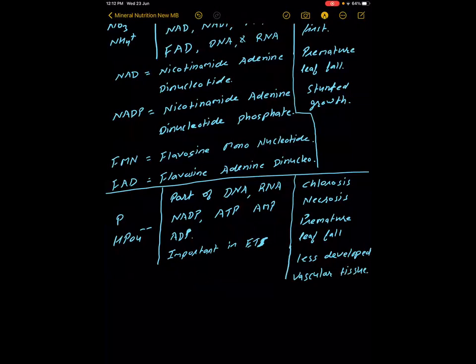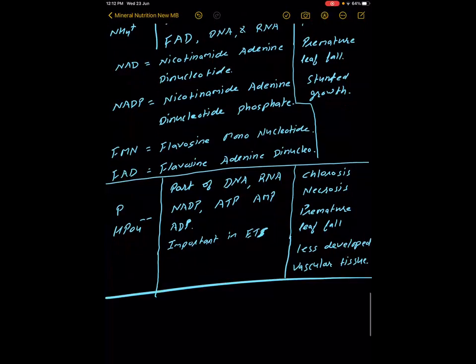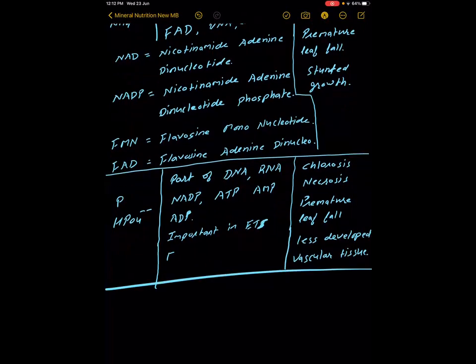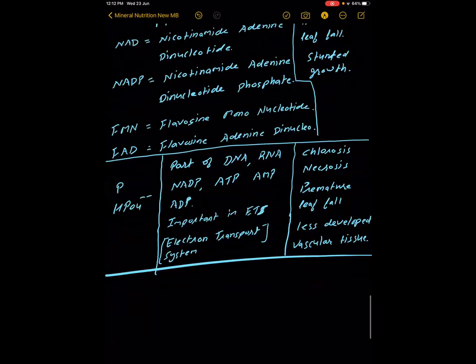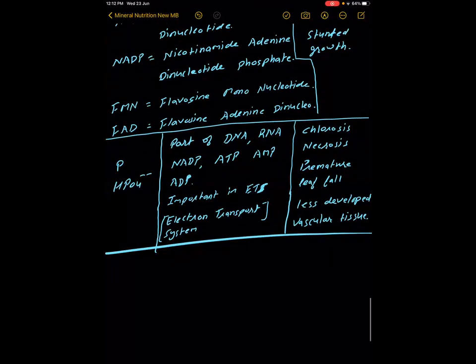What is the full form of ETS? Electron transport system. I am writing it here: electron transport system. Clear? So what is after chlorosis? Chlorosis means destruction of chlorophyll, and then necrosis. Necrosis means destruction of tissue.